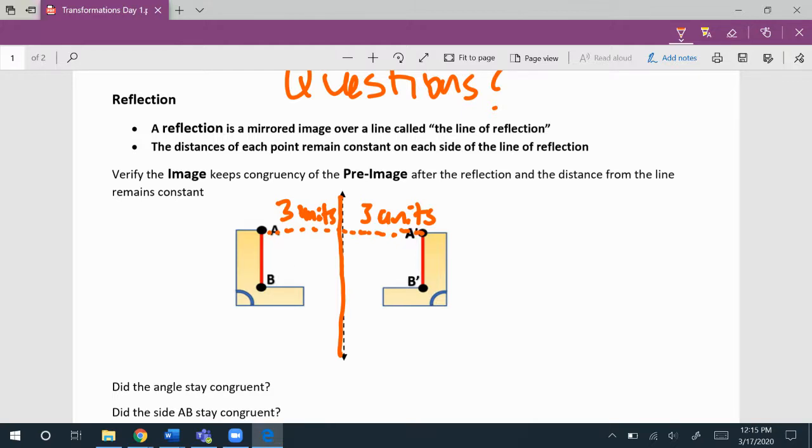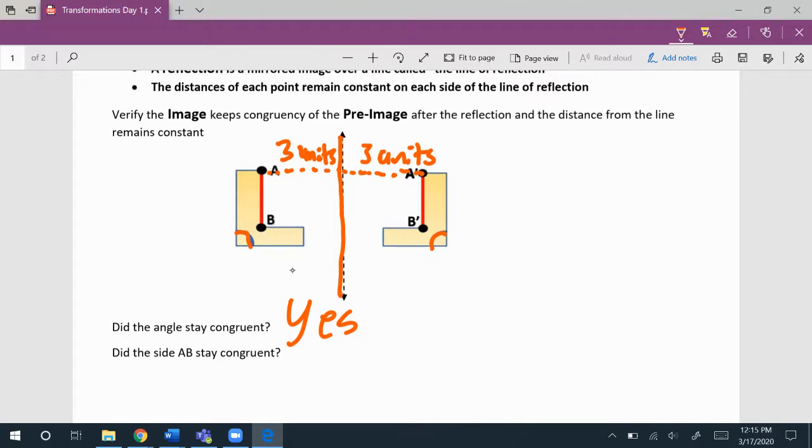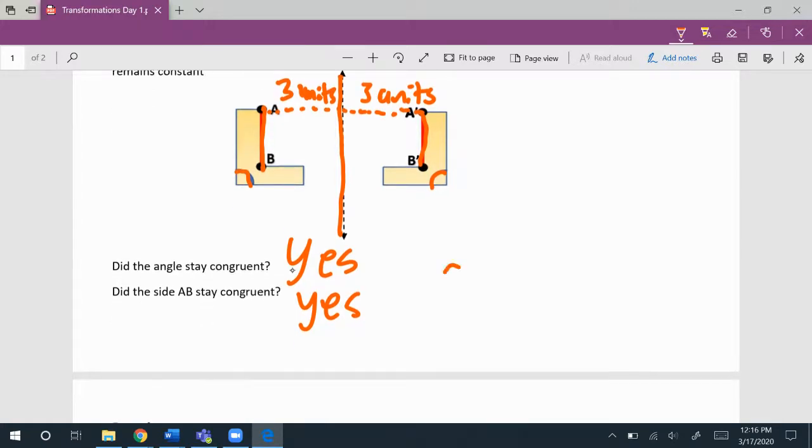So if I took this shape and I picked it up and I reflected it, did this angle change when I picked it up and reflected it? It didn't change, which means that yes, it did stay congruent. And did this side stay congruent? So even though it's on the other side of the shape because I picked it up and I flipped it over, that side length didn't change. So yes, it did stay congruent. So when I reflect an image over a line of reflection, it does not change the distances of the shape. The reflection keeps the congruency, okay?